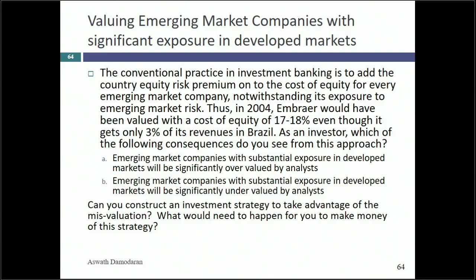So my question is, let's say all emerging market companies are valued based on where they're incorporated, but you believe that they should be doing it right, that you should look at where their revenues come from. You have a different cost of equity. I'm going to give you two choices. No, I think the answer is pretty obvious, but I want you to work it out. If analysts are just applying a risk premium based on where you're incorporated, will emerging market companies with substantial exposure to developed markets, like Embraer, like TCS, be overvalued or undervalued by analysts? What's going to happen?